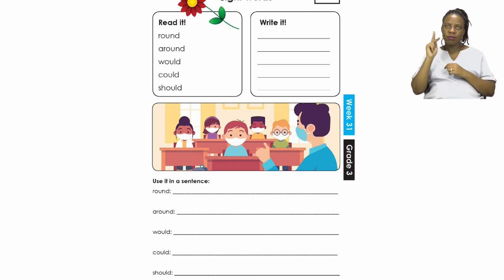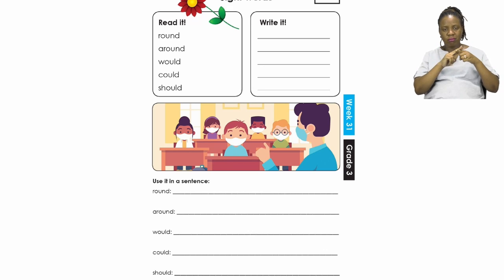Before you continue to write your words, let's quickly have a look at the next part of the activity. There it says that you have to use it in a sentence. Here you will see you have another list of words, and these words you now have to use in a sentence: round, around, would, could, and should.